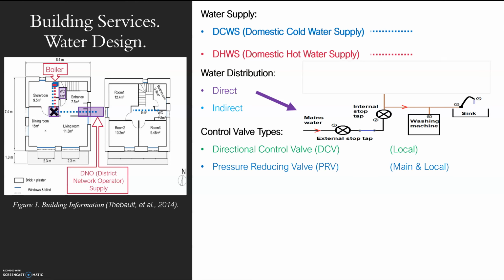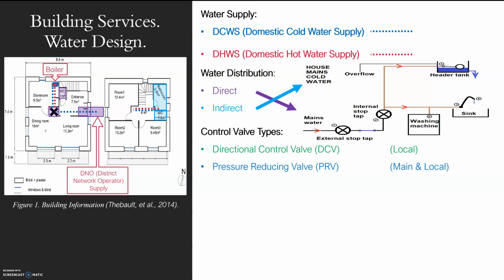It's then distributed throughout the house, so it can either be direct, so it goes directly from the source. For cold water, that is the water supply company, and that direct system would feed every single outlet. So every single dishwasher, every single tap would be fed directly. However, there is an indirect system option where you have storage of water. So you have a water tank which then feeds outlets. Okay, so direct or indirect.